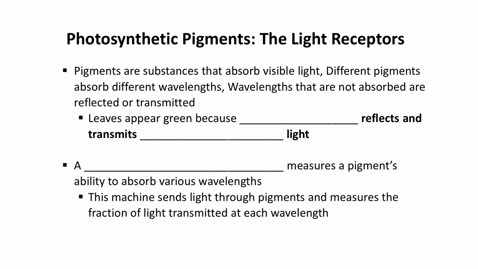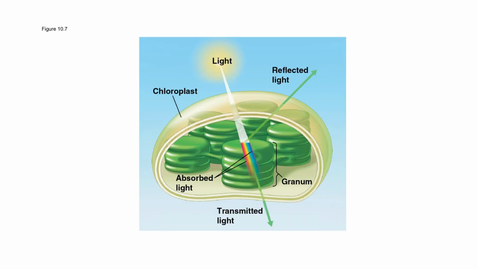Leaves appear green because chlorophyll reflects and transmits green light. A spectrophotometer is a device that measures a pigment's ability to absorb various wavelengths. This machine sends light through pigments and can measure the fraction of light transmitted at each different wavelength. So this shows us why leaves are green, and it also shows us what the plant is going to be able to use in order to undergo photosynthesis.